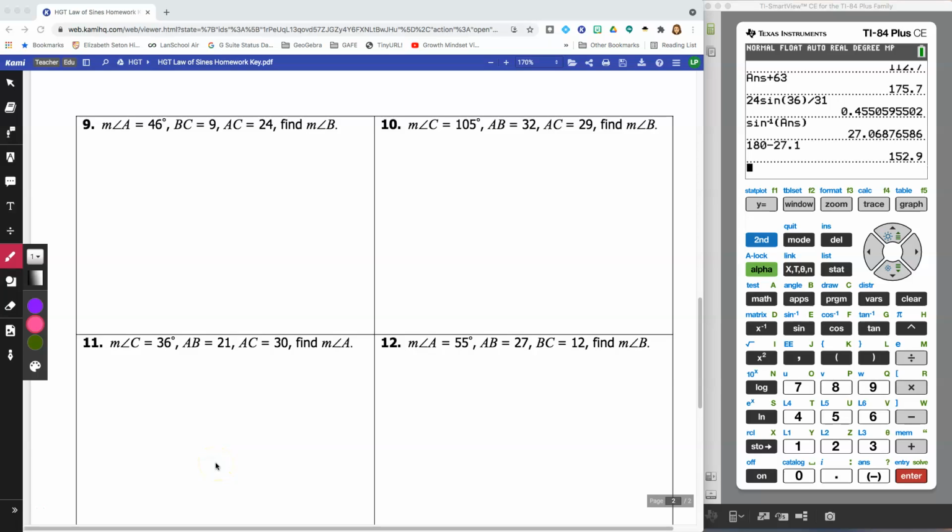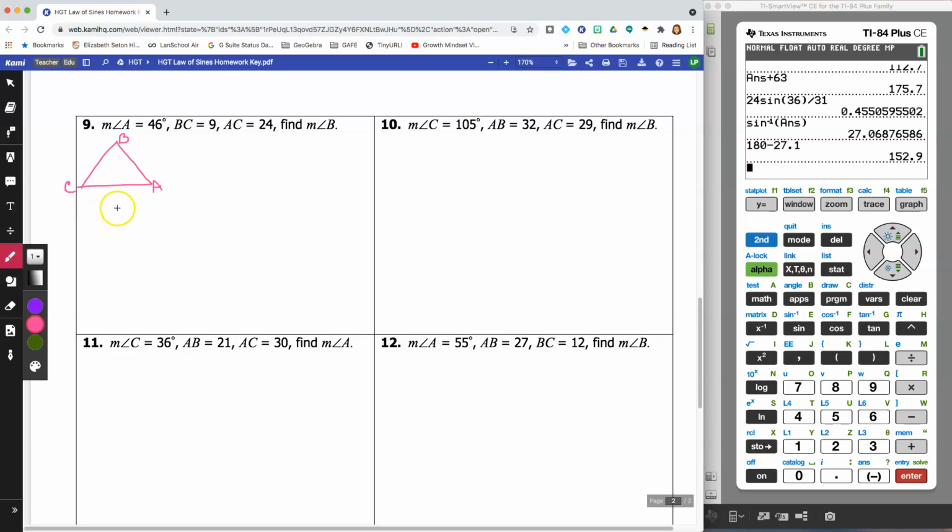Okay, we're back again and we're going to use the law of sines some more to find angle measures. So let's take a look at question number 9. We're given a triangle where the measure of angle A is 46 degrees. Let's help level set everything. So here's my angle A, angle B, angle C.